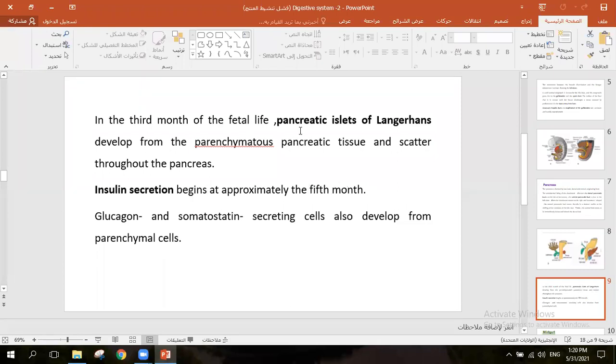إذن بالشهر الثالث تكونت pancreatic islet of Langerhans. بالشهر الخامس صار secretion of insulin. Glucagon and somatostatin secreting cells also develop from parenchymal cells. We repeat.